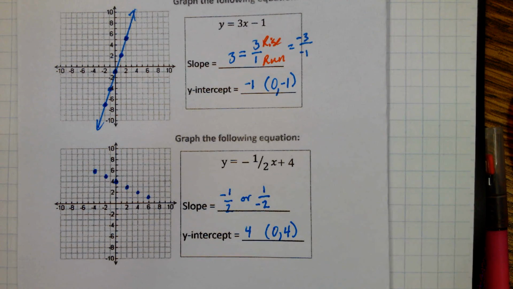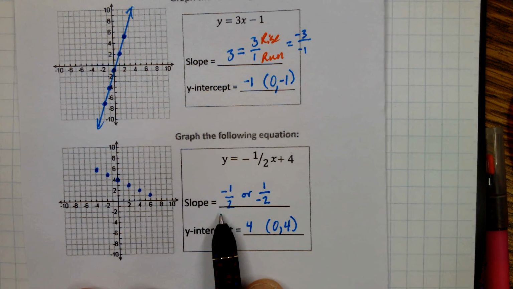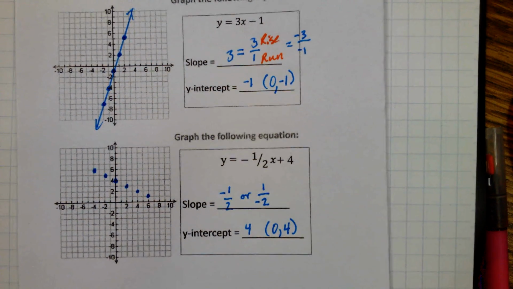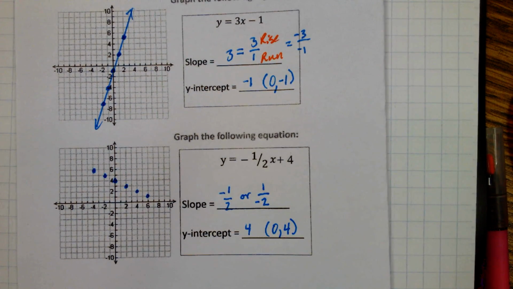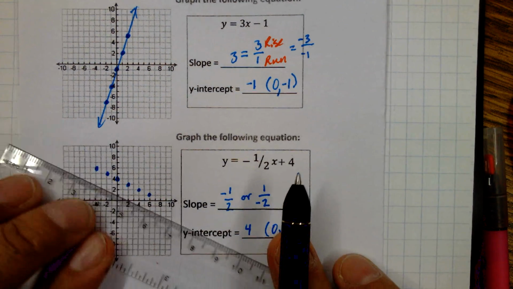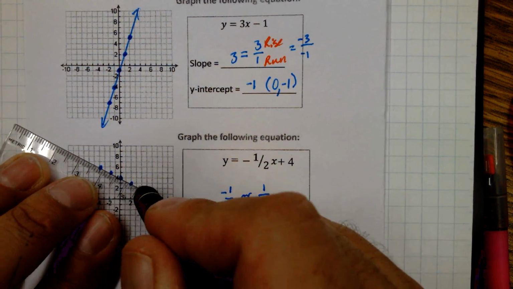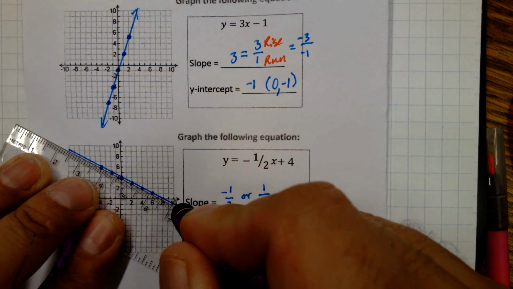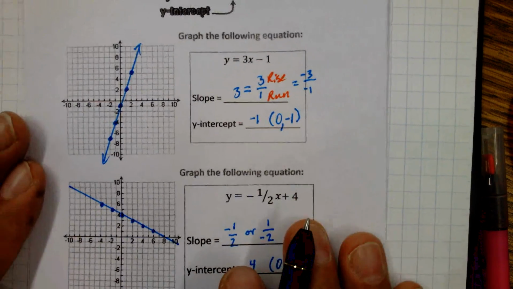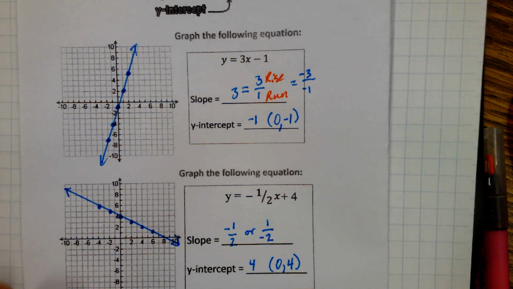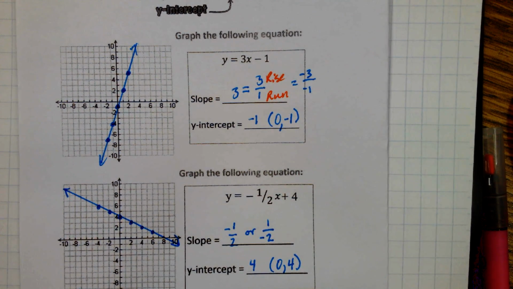So the reason is I need a negative slope. Either one of these gives me a negative answer, so it still works either way. So mathematically, that makes sense, doesn't it? If we're just thinking of the numbers in math and what we know about integers. And so there's my line.